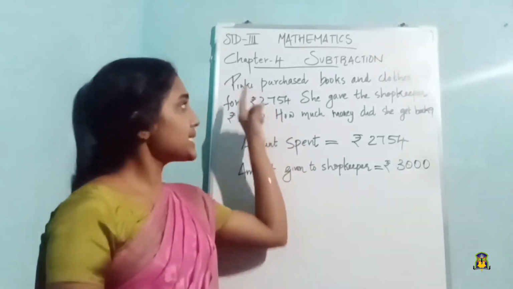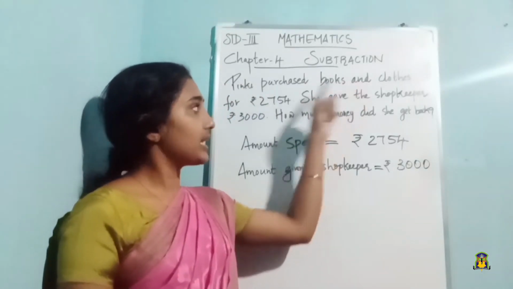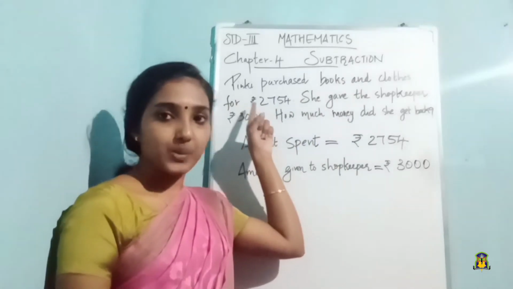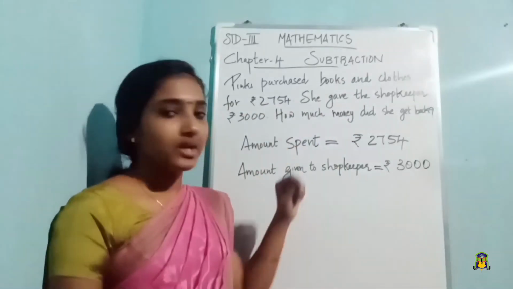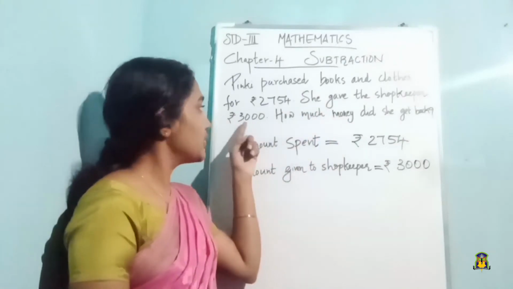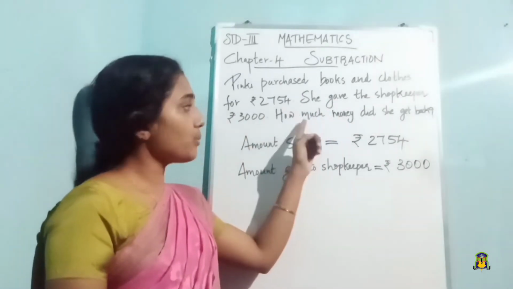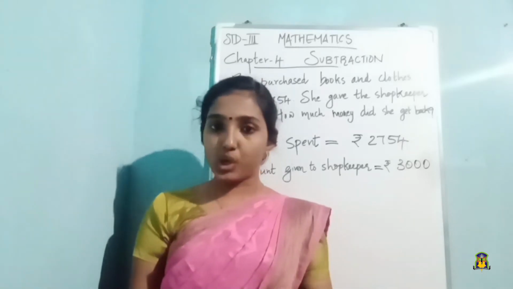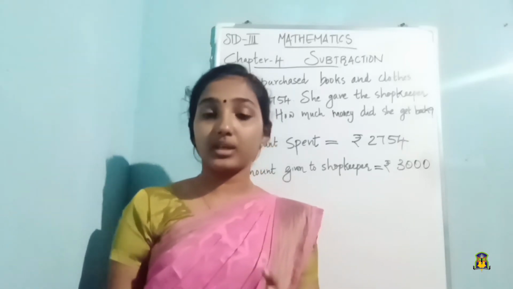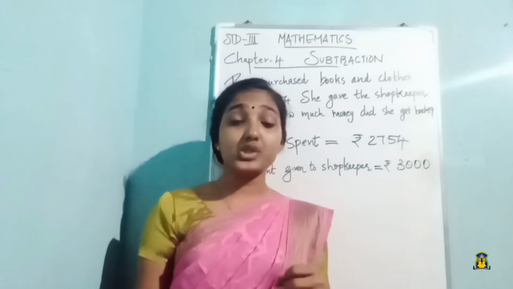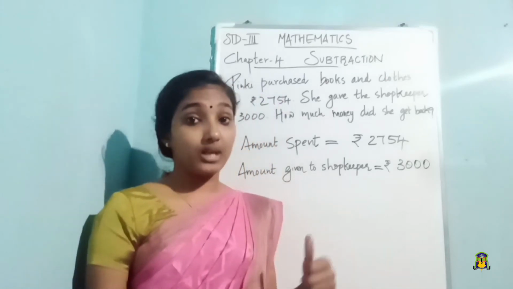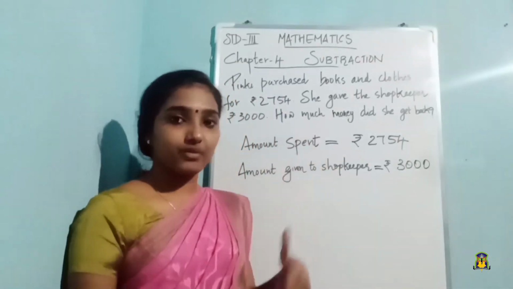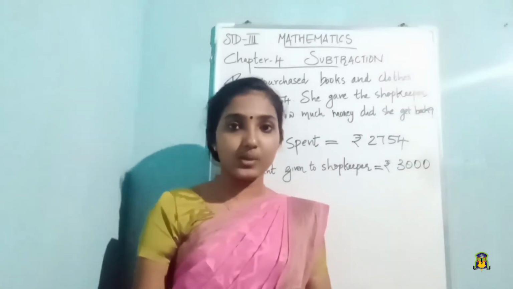The question is, Pinky purchased books and clothes for rupees 2754. She gave the shopkeeper rupees 3000. How much money did she get back? So Pinky went for a shopping and she bought so many clothes and books, and she has spent rupees 2754 in her purchase. Okay.